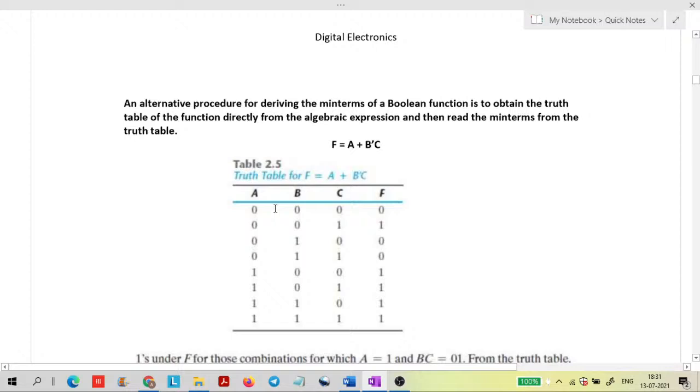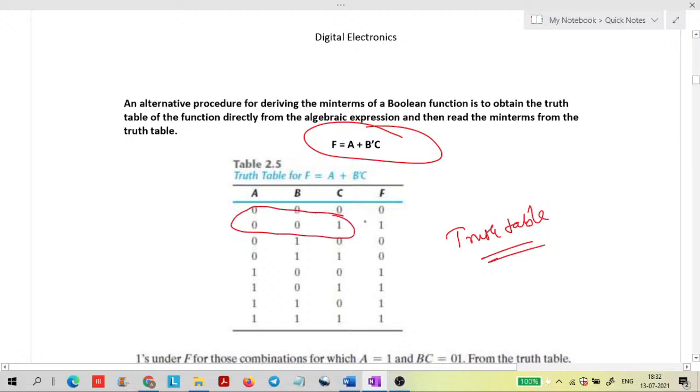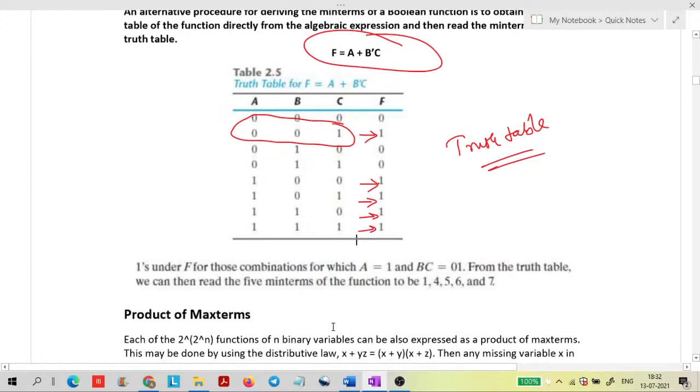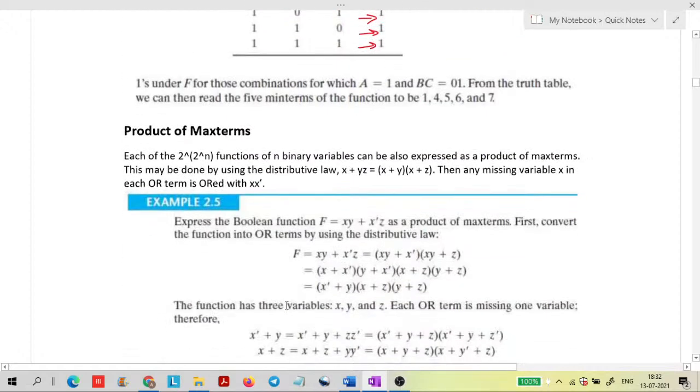An alternative procedure for deriving the minterms of a Boolean function is to obtain the truth table. Here this is the truth table. Just now I wrote how we can obtain the truth table for a given function. So here you can see for this a b c, 1 indicates there is a minterm here. Then maxterm.